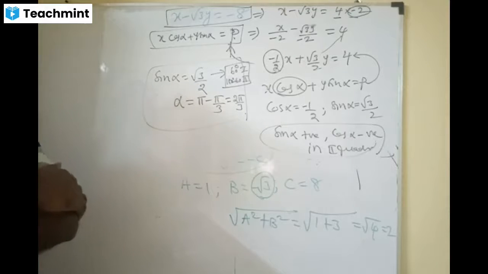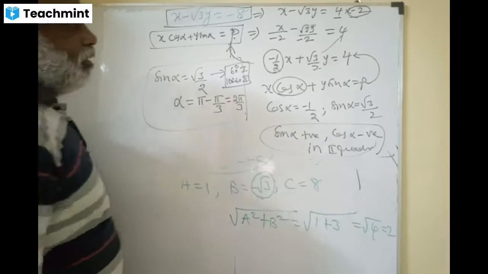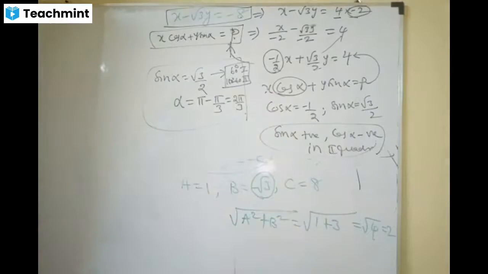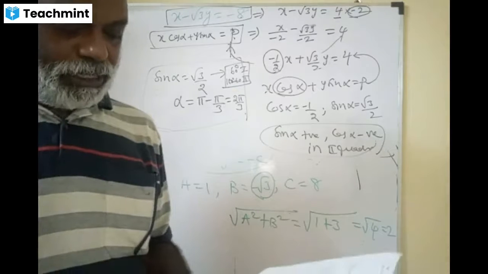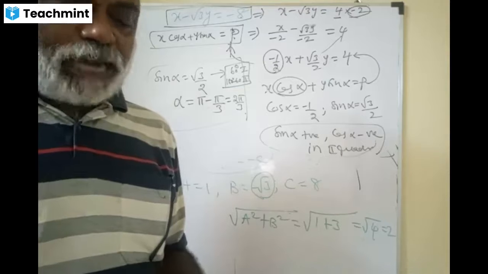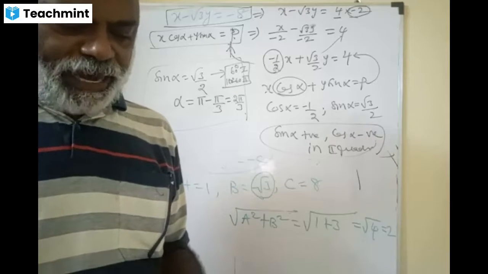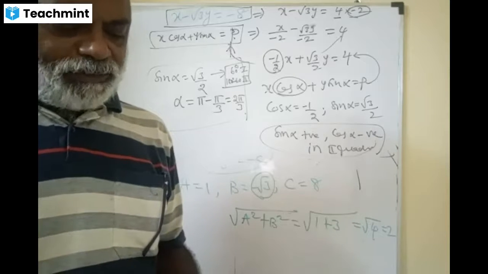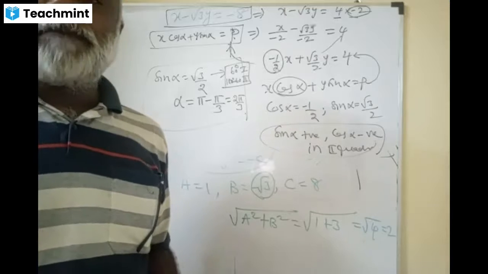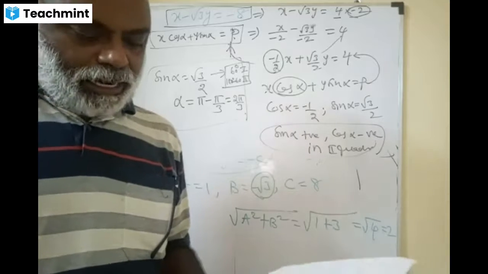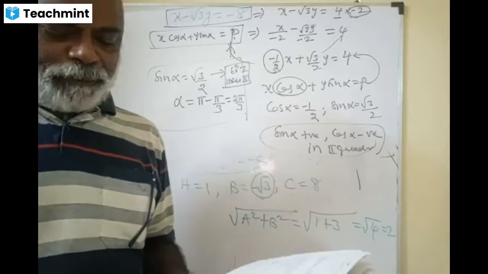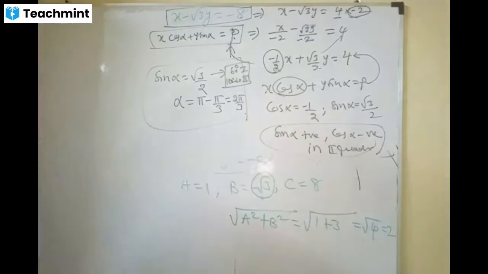Is it clear? So the idea is, see what the question is. I just forgot to tell you what the question is. The question is the third question: Reduce the following equations to normal form. Find their perpendicular distances from the origin, that is P, and the angle between the perpendicular and the positive x-axis. That means you have to find out P and alpha.